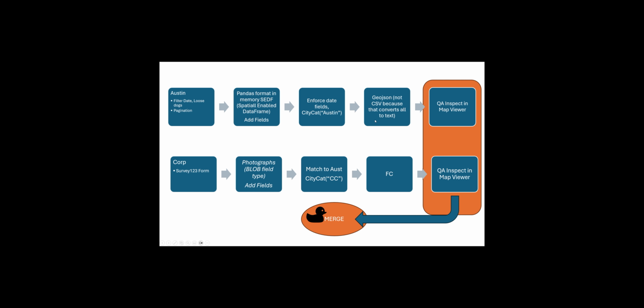I don't know, this one's a little unwieldy, but take the Austin data, pull it down with pagination into a spatially enabled data frame, enforce those fields into a JSON because CSV converts all the text, inspect that, and then from Corpus Christi, that Survey 123 form, it was really neat to have the attachments as the photographs, and then match up those schemas, make a feature class out of that, inspect that, and then I don't know if this is too unwieldy, but maybe merge both of those layers together.